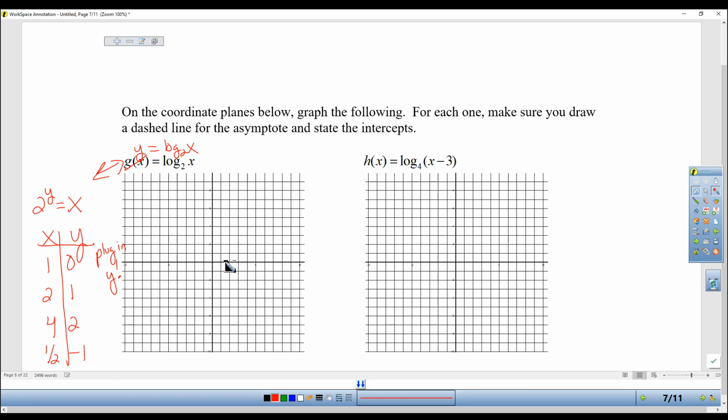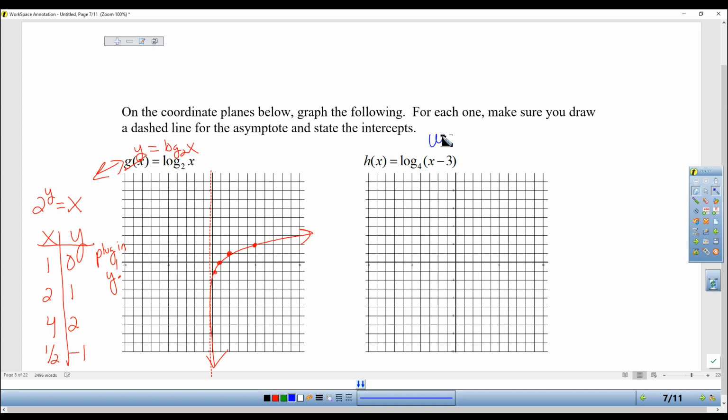So let's go ahead and plot them. (1, 0), (2, 1), and (4, 2). If you didn't have the 1/2, -1, you might just think that it was like a square root function. But it's an exponential, or it's a logarithmic function. So remember that you should know the shape. It's going to look like that. It's going to have an asymptote, and then it's going to come up and go like that. That's what it looks like. It is the inverse of the exponential function.